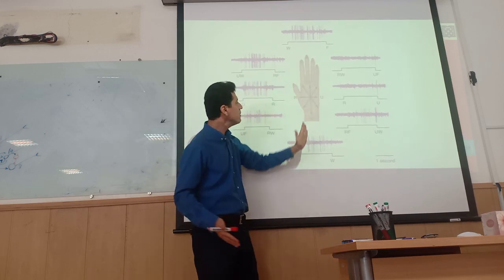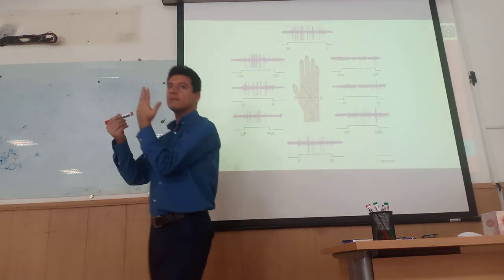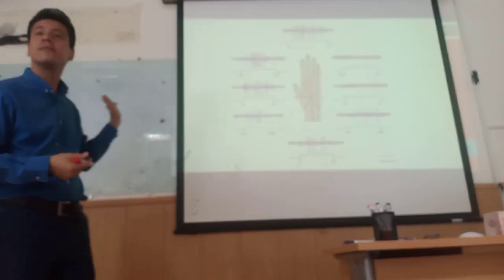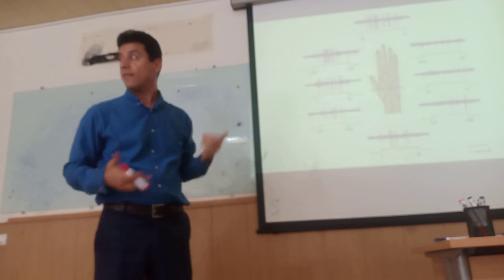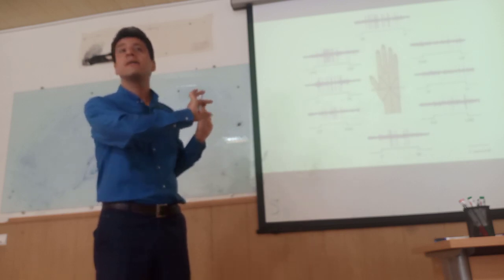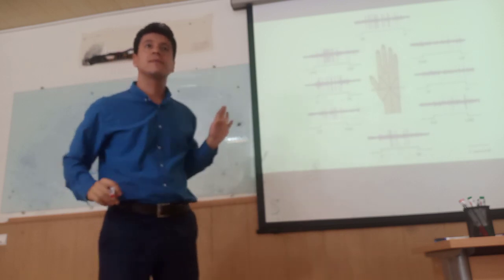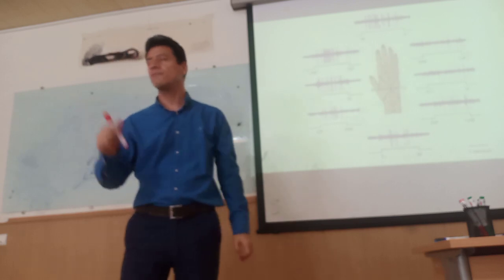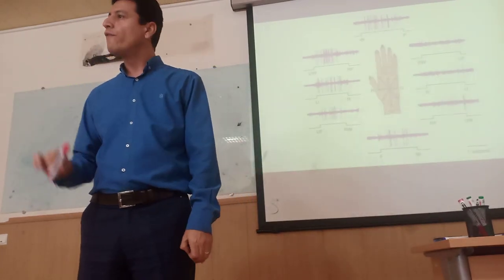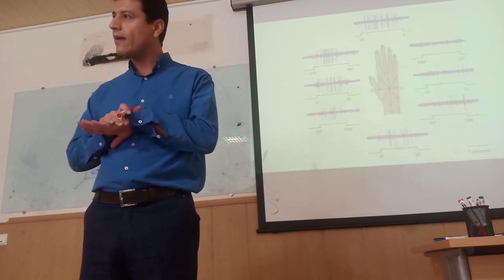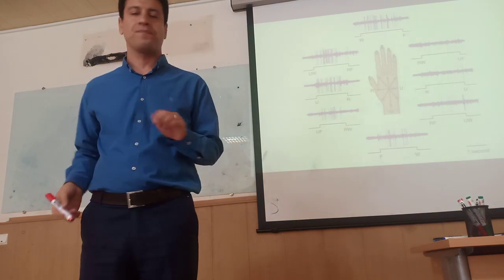Exactly. So this means any movement toward the left can activate this neuron. Any movement to the right cannot activate the neuron. So this means this neuron is only specialized for movement on the back of the hand to the left side.